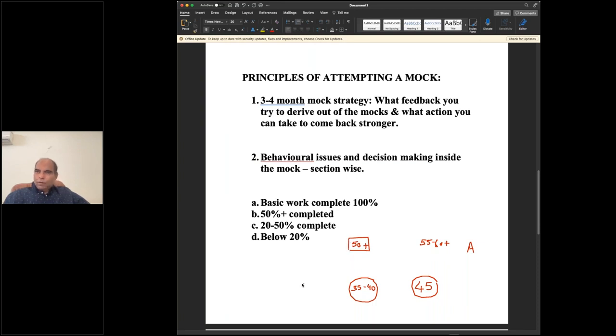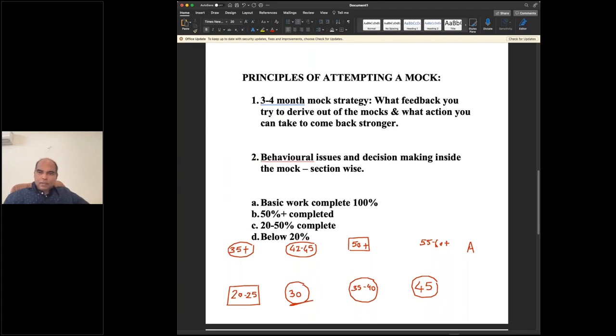The third kind of target you can have is for a 30 score. Your target here should be 40, maybe 42 to 45. An ability score of 42 to 45 will convert to a net score of 30 in an actual mock. If you want to score a 20 to 25, then you have to be able to have an ability score of around 35 plus. So take your pick depending on what your target is.